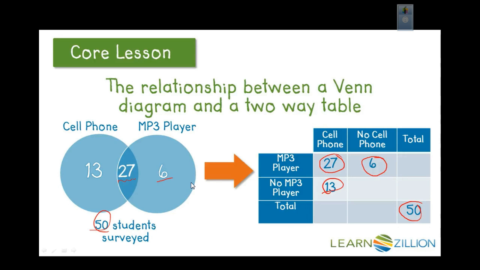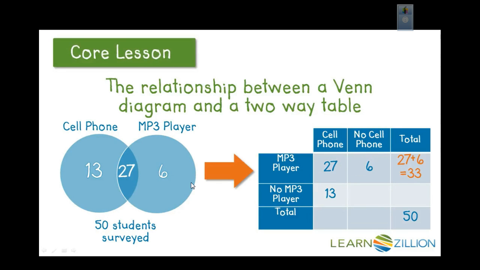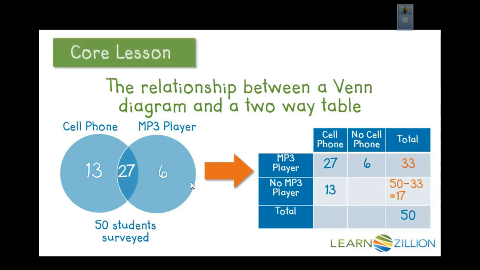We still have several blanks that we need to fill out, and we can use deductive reasoning to do that. The first thing we're going to do is add up the first row. We know that 27 plus 6 is 33. We also know that 50 has to equal 33 plus some number if you look at the last column. So in this case, we're going to work backwards and say 50 minus 33 to get a 17 to fit into that cell.